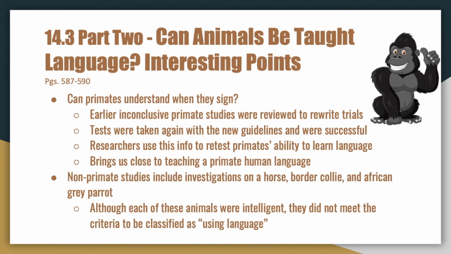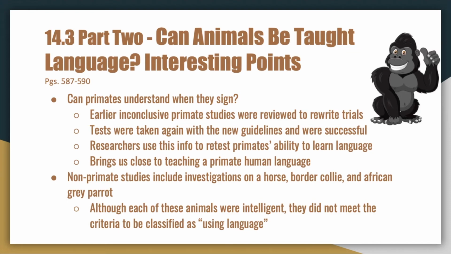14.3 Part 2, Interesting Points. There are a few animals that come very close to being considered as using a language. Researcher Sue Savage-Rumbaugh successfully worked with chimps to determine if apes can understand a sign when they use it. She used the results of those studies to begin to research the ability of primates to be taught language. Her latest work is with a species smarter than the average chimpanzee, the bonobo.